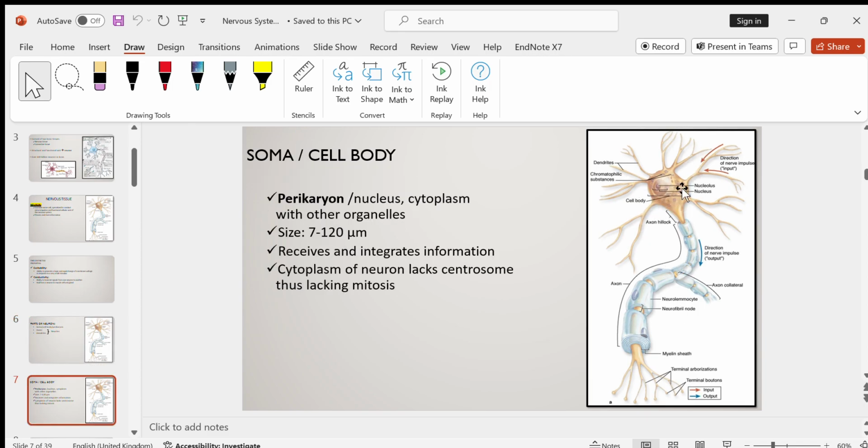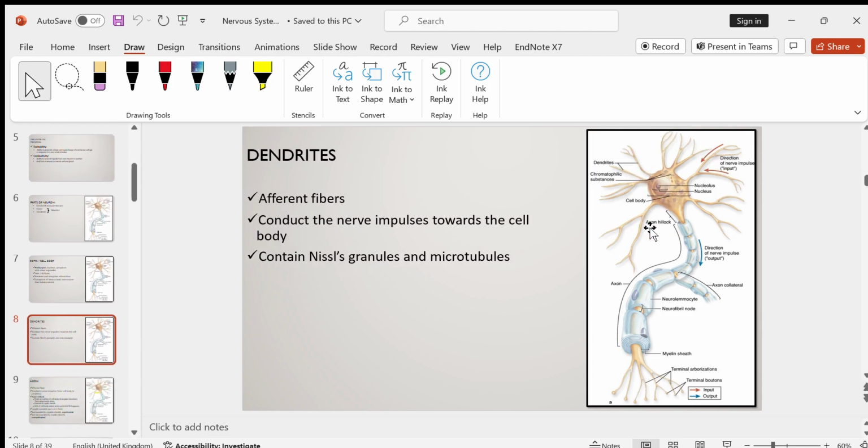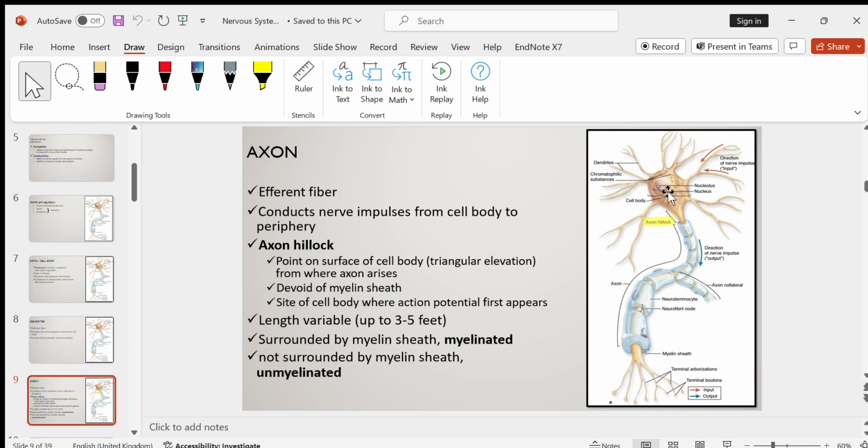Soma or cell body is also called the perikaryon. It contains the nucleus and the nucleolus, and it receives information coming from the dendrites. The dendrites are the fibers, the afferent fibers, which bring impulses towards the cell body, and they contain Nissl granules and microtubules. Axon is a single structure that is going out of the cell body.